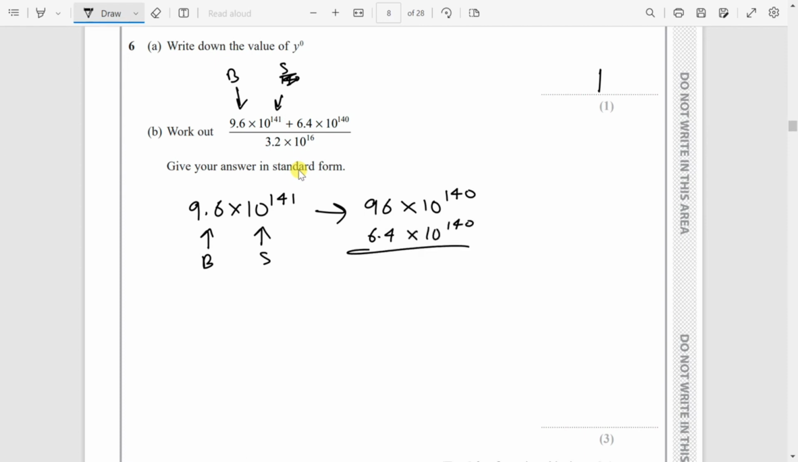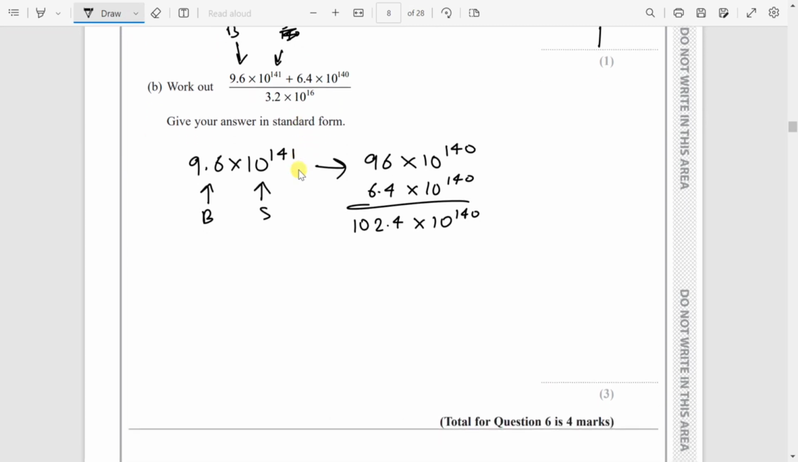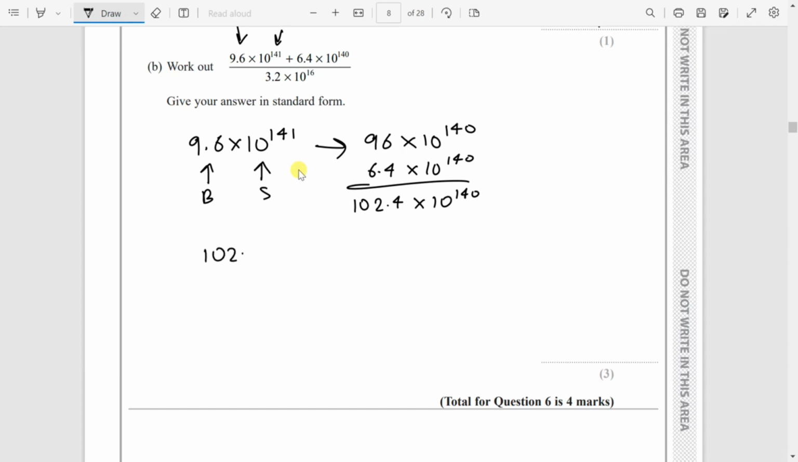Okay, so 96 plus 6.4, just put that in the calculator, and you should get 102.4 times, and remember this is like your x's, so you just copy them, they're like terms, 10 to the power 140. Now we're going to divide it by the bottom number, yeah? So we're going to have 102.4 times 10 to the 140 all over 3.2 times 10 to the 16. This can be done in your calculator, at least the left side you can. So in your calculator, just write 102.4 over 3.2. If you do that, and I'm doing it now, you get 32.